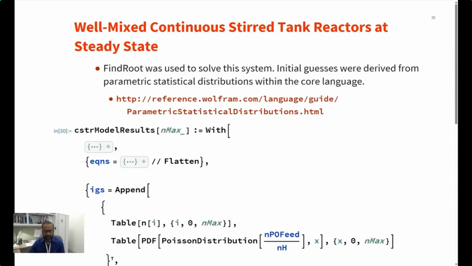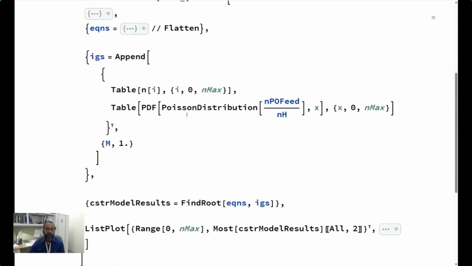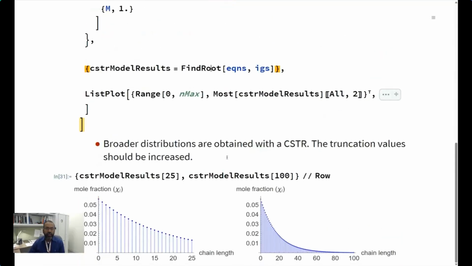And it's great that there are so many distributions that are available for researchers like myself, and it makes it convenient to model. The model is written as a function of the truncation limit. And then in this specific case, the initial guesses come from a Poisson distribution, and it's passed on to FindRoot to find the solution to all these algebraic equations. And here I plot the results.